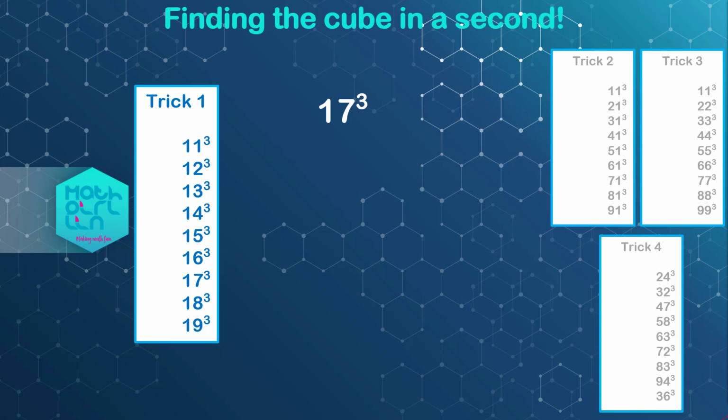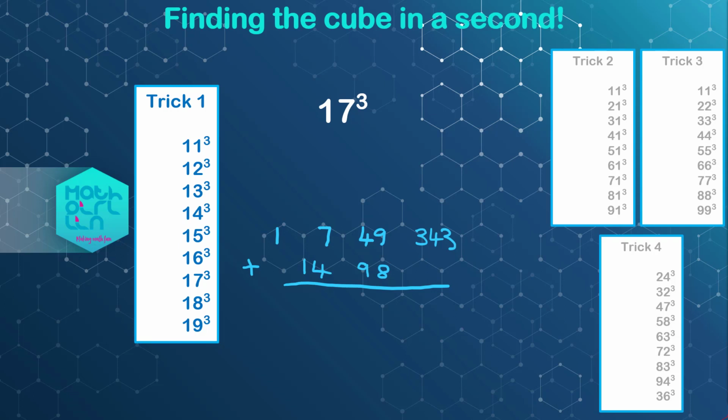This time a larger number. We write 1 and 7 as is, then we square 7, which is 49. Finally, we cube 7, which is 343. So the 4 sets of numbers are 1, 7, 49, and 343. Next, we double the 7 and we get 14. Double of 49 is 98. Now we add to get your answer.